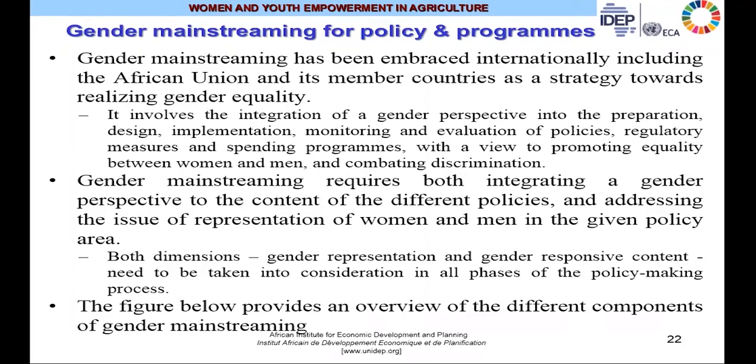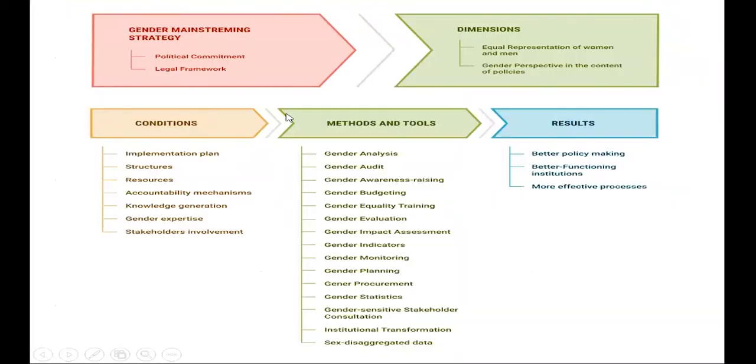Gender mainstreaming requires both integrating the gender perspective into the content of the different policies and addressing the issue of the representation of women and men in the given policy area. Both dimensions, gender representation and gender responsive content, need to be taken into consideration in all spheres of the policy making process. The figure below provides us an overview of the different components of gender mainstreaming.